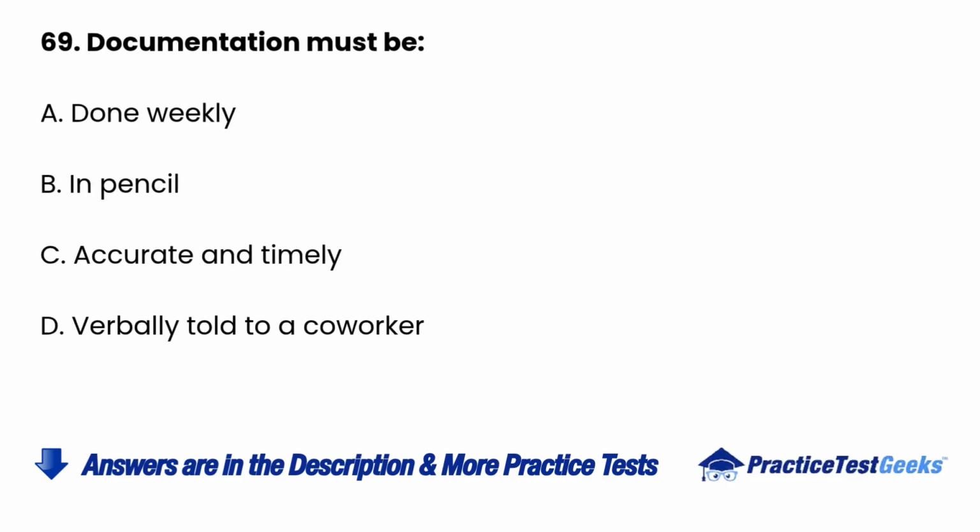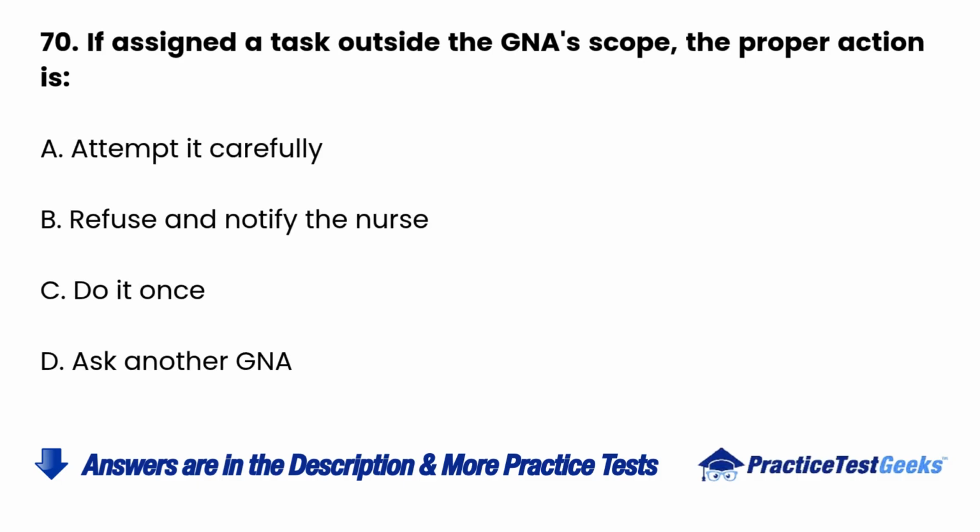69. Documentation must be: A. Done weekly. B. In pencil. C. Accurate and timely. D. Verbally told to a coworker. 70. If assigned a task outside the GNA's scope, the proper action is: A. Attempt it carefully. B. Refuse and notify the nurse. C. Do it once. D.